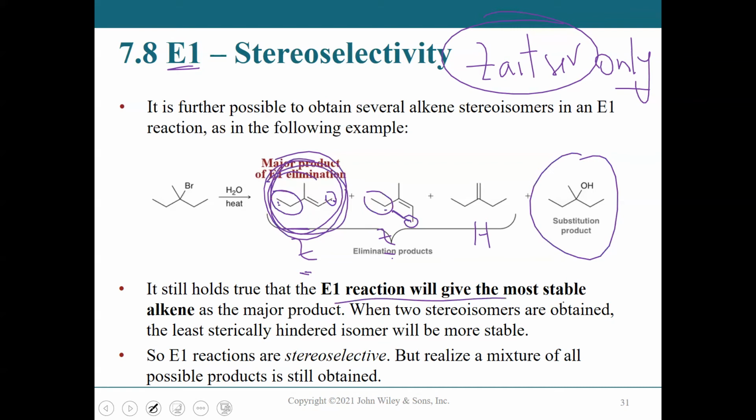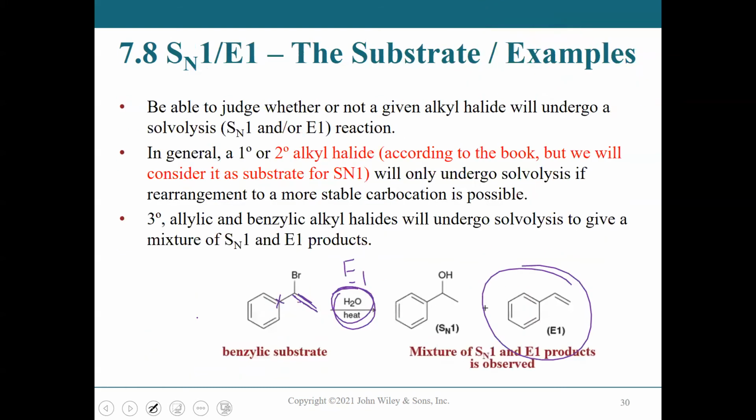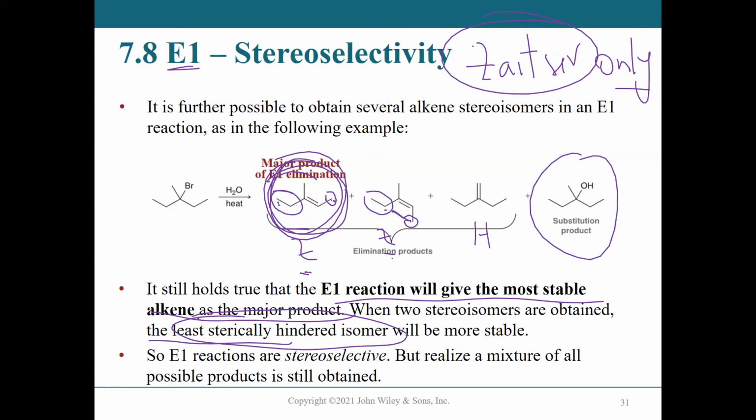Okay, E1 will give you the most stable alkene as the major product. When two stereoisomers are obtained, the least sterically hindered is favored. Steric hindrance plays a major role in deciding what your major product is. Okay, great. So let's see now the mechanism.